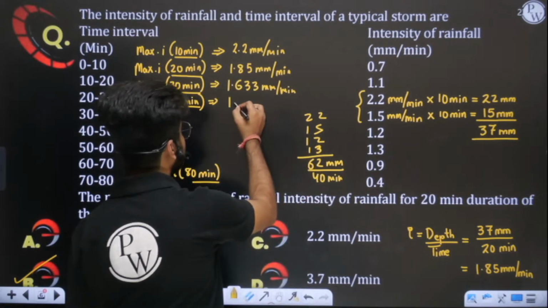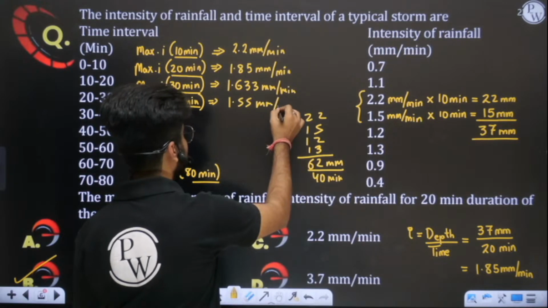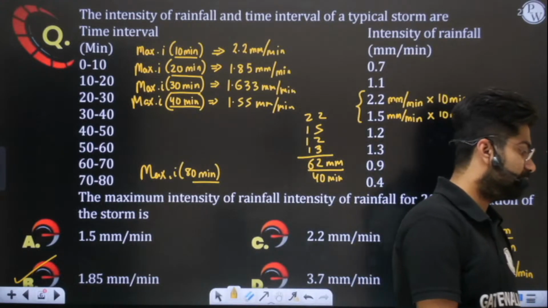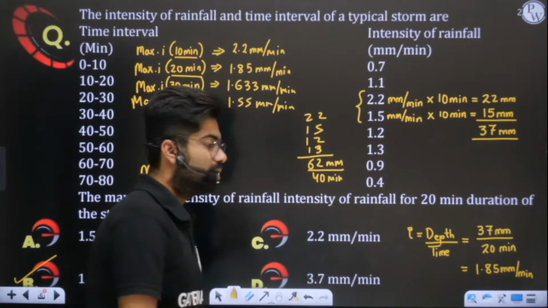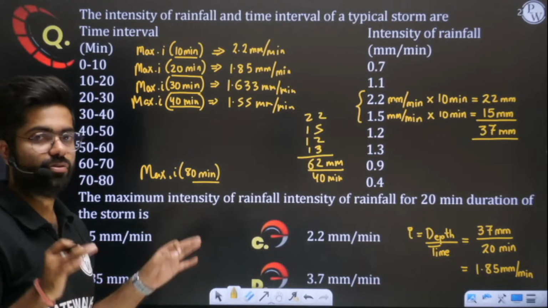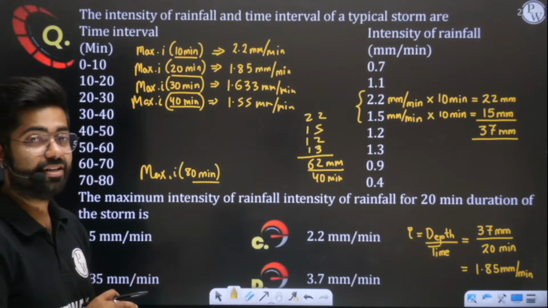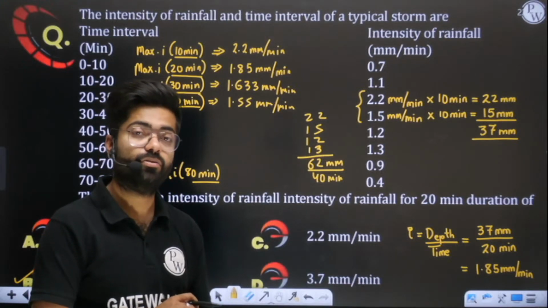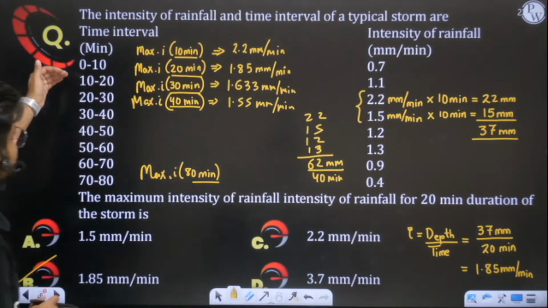So now you can see that intensity is going down. Similarly, you can find for any kind of duration. Yes, 1.55 is the perfect answer here. So I hope this thing is clear to you. If in the examination they ask you to draw a maximum intensity and duration graph, will you be able to draw such a graph when such data is given to you?